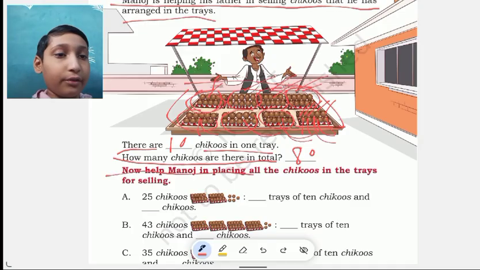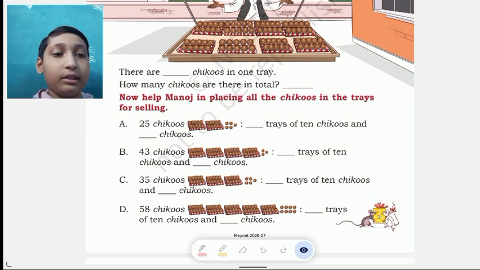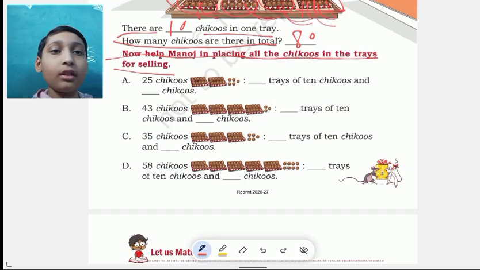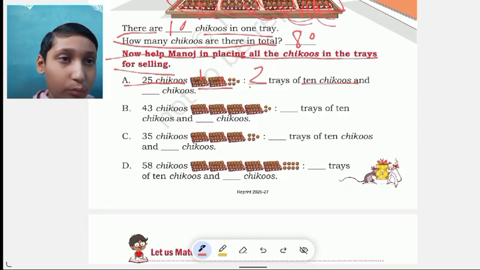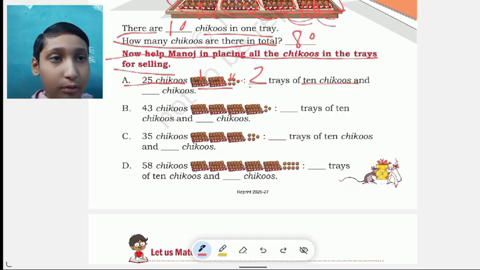Now help Manju place all the chikus in these trays for selling. So now we have to sell these chikus. A 25 chikus, which looks like this. So meaning there are one, two trays of 10 chikus. So that's right, two and dash chikus. So one, two, three, 1, 2, 3, 4, 5.